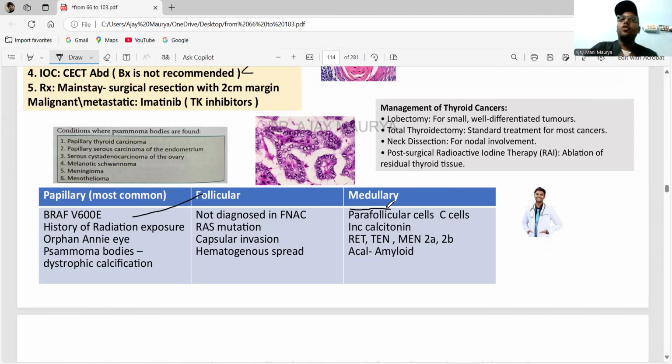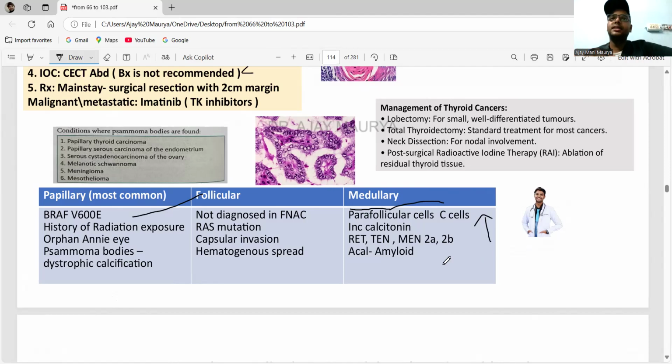Remember, what is the function of the parafollicular cells? They contain the C cells, which cause an increase in the tumor marker calcitonin. That's why if there is a change in the parafollicular cells, it is going to increase the calcitonin levels.